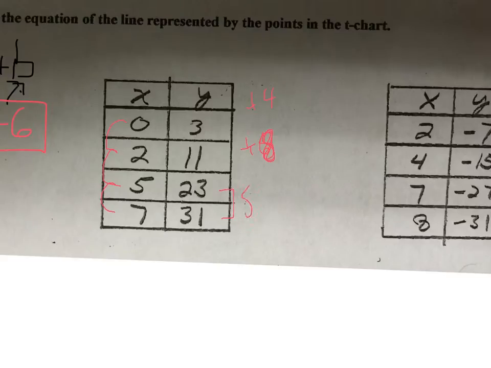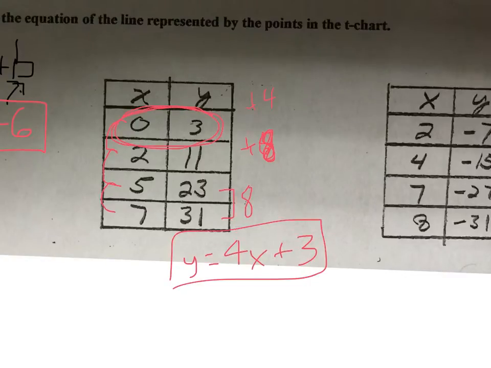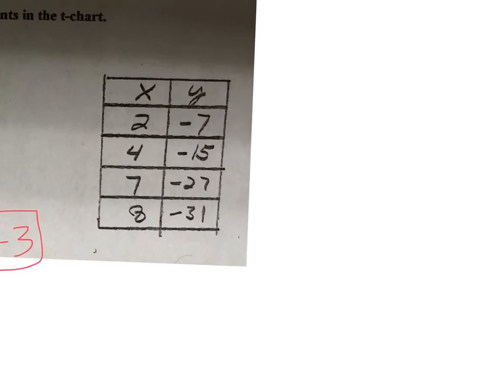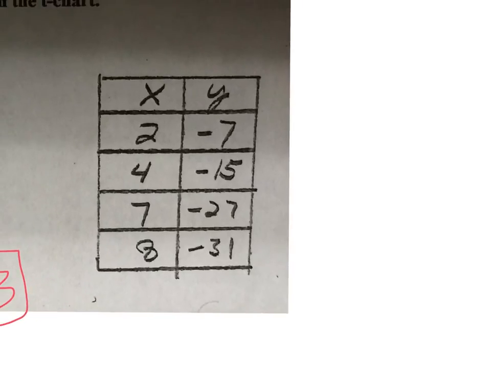From 5 to 7, that's 8. So for every 1, it's 4. So that's 4x. That's the rate of change. y equals 4x. Another easy thing, they gave you what the b is, where you begin. That's plus 3. So there's the equation for that problem. All right. The final one takes a little bit more work. Similar process, though. You could do it the same way.